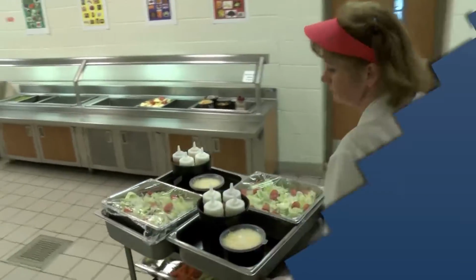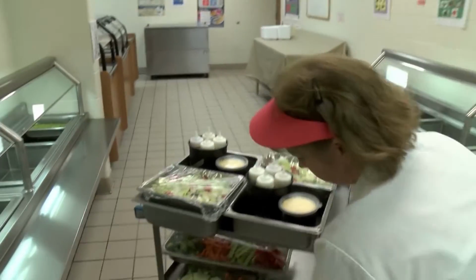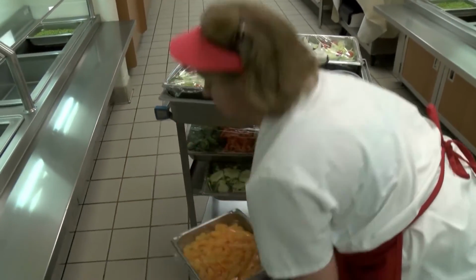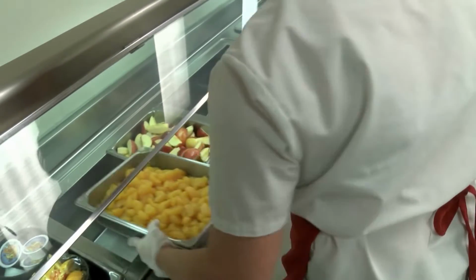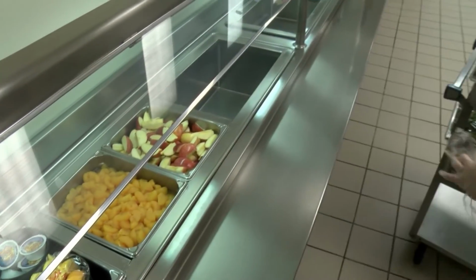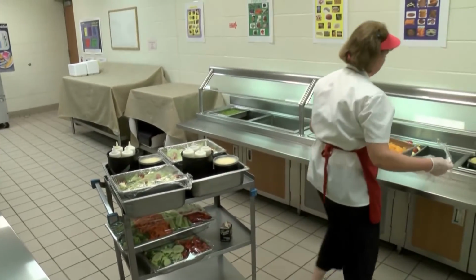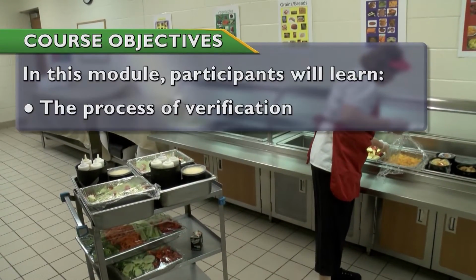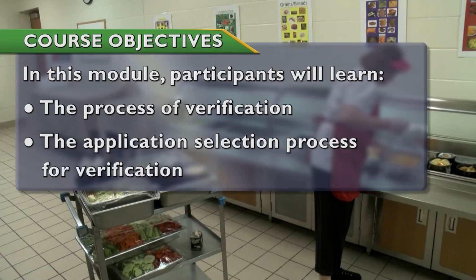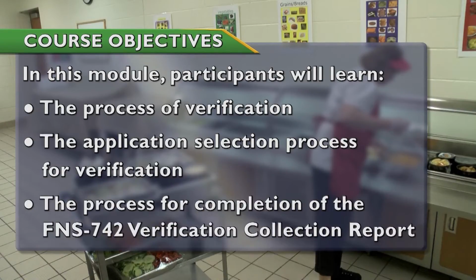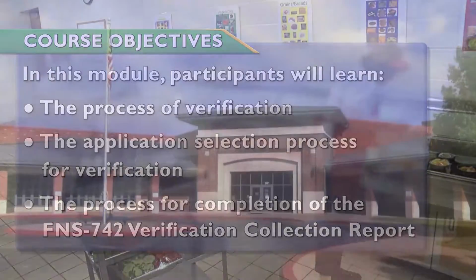This module is a critical portion of the administrative review. Noncompliance in this area may result in withheld reimbursement payments or fiscal action by the Missouri Department of Elementary and Secondary Education, Food and Nutrition Services. In this module, participants will learn the process of verification, including the application selection process for verification, and the process for the correct and timely completion of the FNS 742 Verification Collection Report.